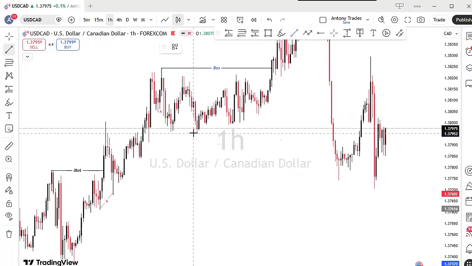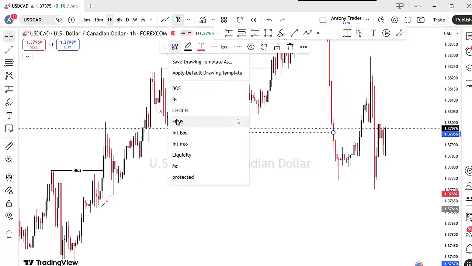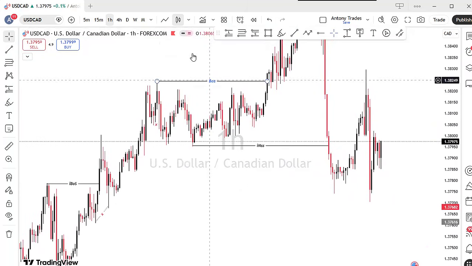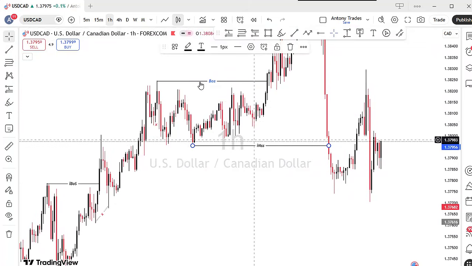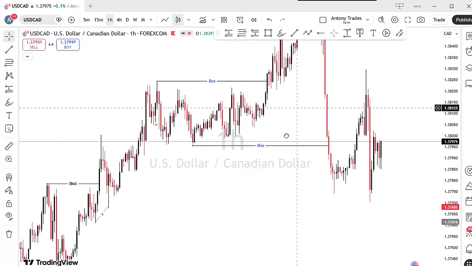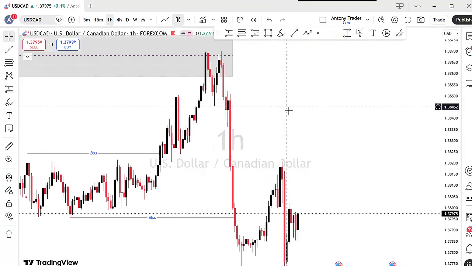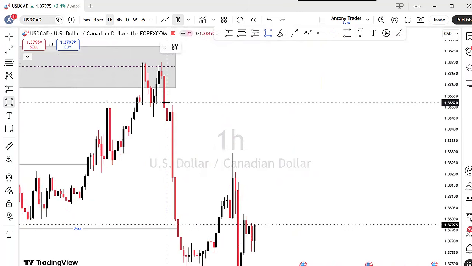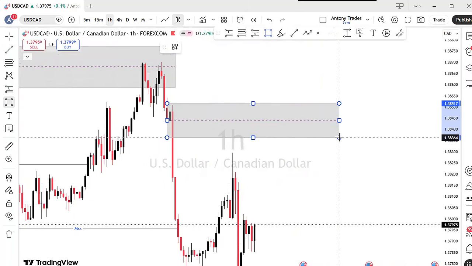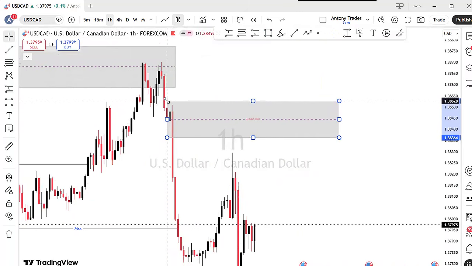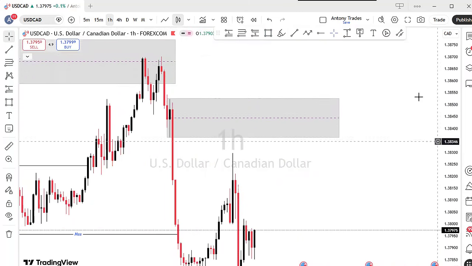So, what do we have now? We have a change of character here to the downside. We have this very nice change of character to the downside. Let me use a different color. All right. Okay. So what are we supposed to do now? You can see very clearly we have this very nice order block here. Okay. So we have this very nice order block here.